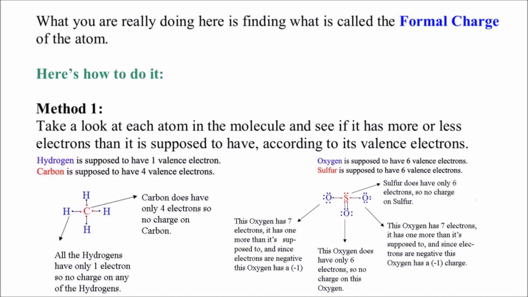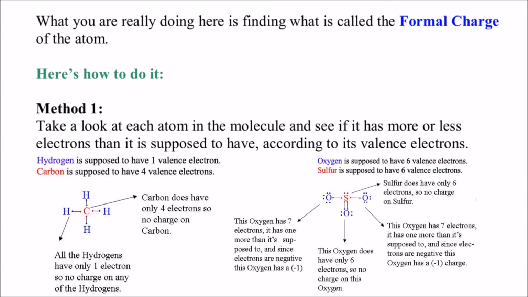So it's got the exact same number of electrons as it's supposed to have as far as its valence electrons go. And carbon has 1, 2, 3, 4, and carbon is supposed to have 4 valence electrons. That means that there is no charge on either of these elements. They do not have more or less valence electrons than they're supposed to have. Alright, let's look over here at this molecule for an example.